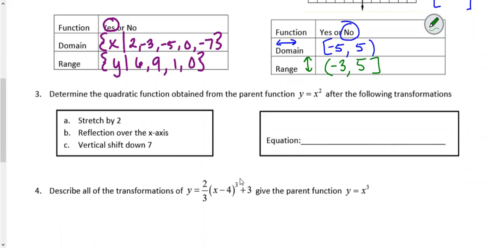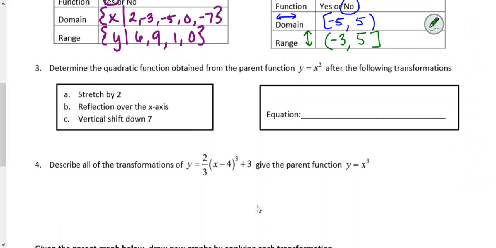Number 3, determine the quadratic function obtained from the parent function y equals x squared after the following transformations. And if this starts moving too fast, remember you are allowed to pause the video, rewind the video, or fast forward the video. This is totally up to you, whatever you need from this video.